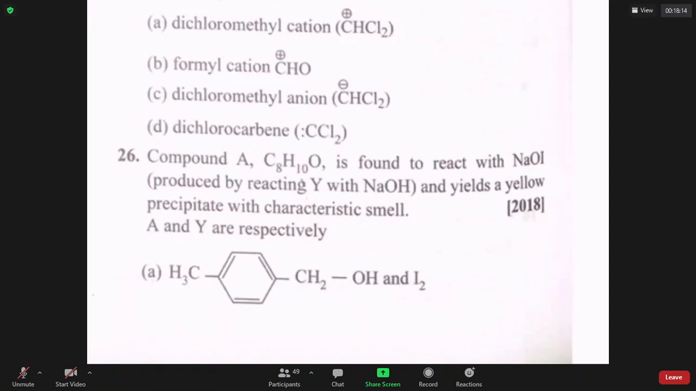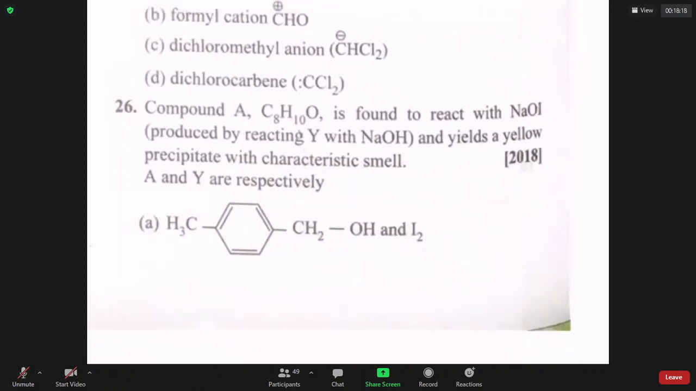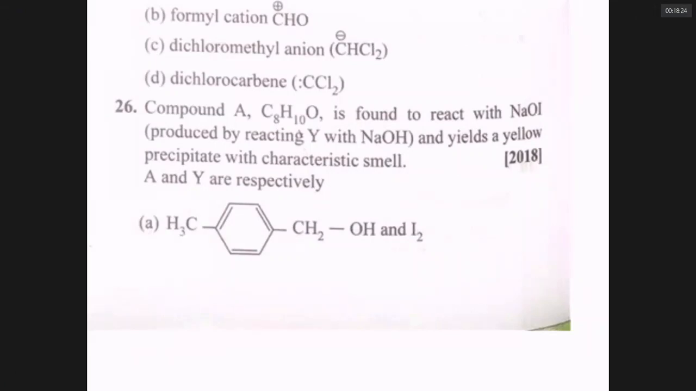So which will give this test? Can you identify? Can A give the haloform test, sir? A cannot give a haloform test because it does not have 3 alpha hydrogens. Are we clear?